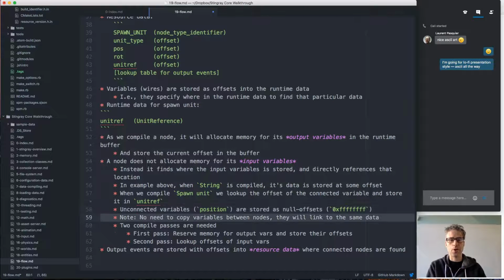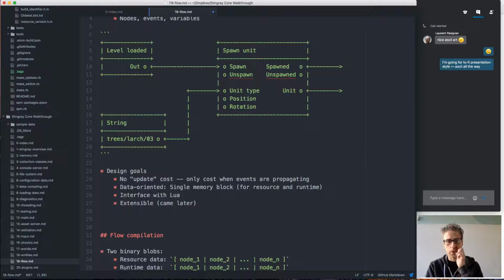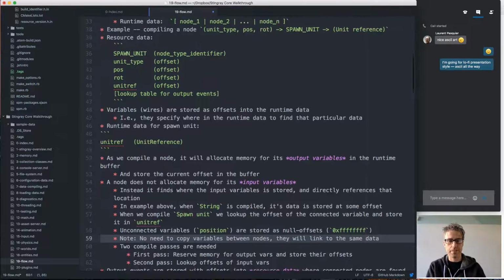An interesting thing to note about this design is that there is no need to copy variables between the nodes. When we're running this spawn unit node, we don't have to copy the string output from here into the input here, because it's all referencing the same data. The data just exists once for each wire, and when it's connected to an input, the input will just reference that wire. So we don't have to do a lot of copying, which is good. It makes the execution of the flow graphs more performant than if we had to copy data back and forth.